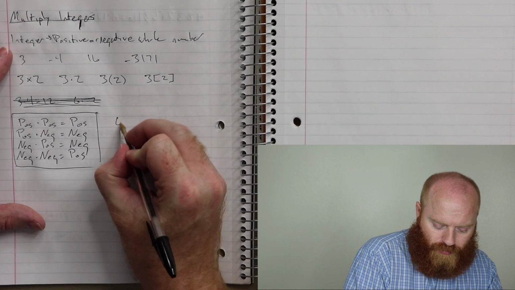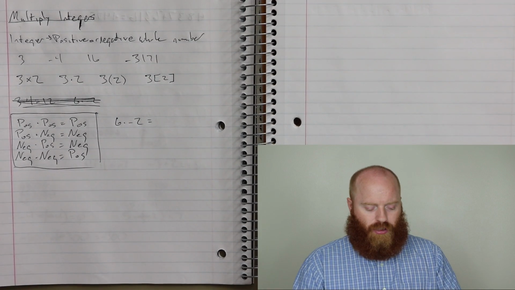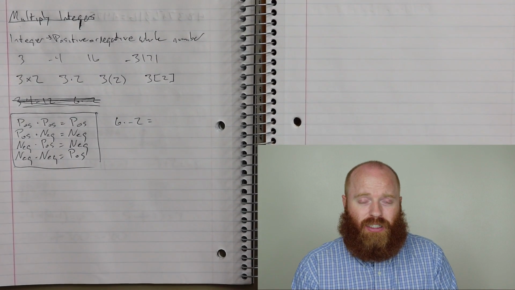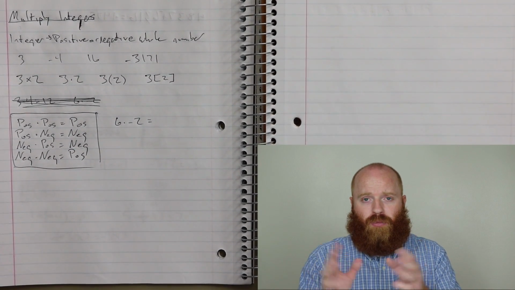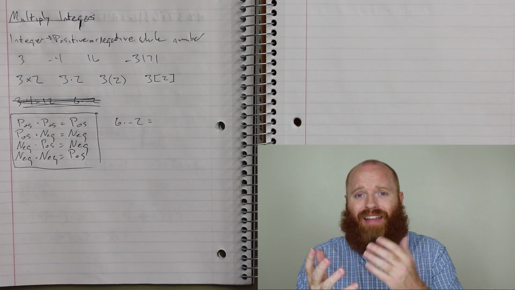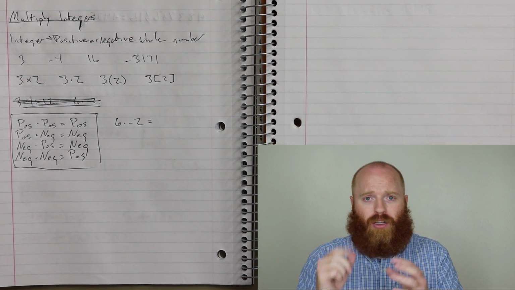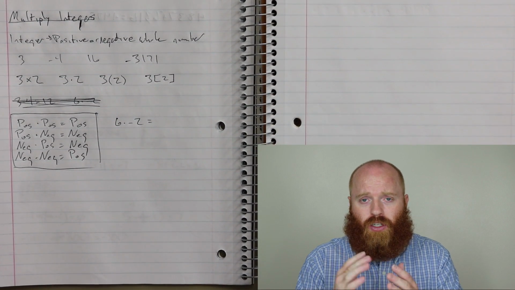Let's take 6 times negative 2. Similar to adding and subtracting integers, where you take the big number minus the small number after you go to war, you have to find out how many people are still alive and what team they're still playing on. If you don't know what I'm talking about, click on adding and subtracting integers. Two very good videos for that.